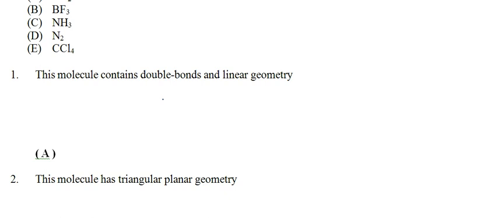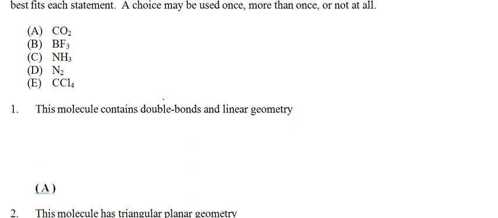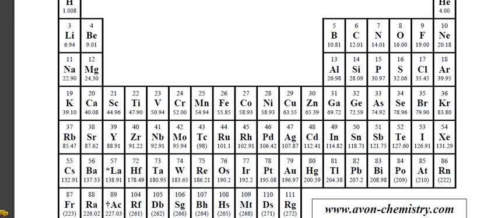Number 2, it says the molecule has triangular planar geometry, or trigonal planar geometry. That's probably the better way to say it. Well, we already know that carbon dioxide is linear. Boron, don't forget about boron. Boron is the moron. So when we look at the periodic table, boron's in group 3 here.